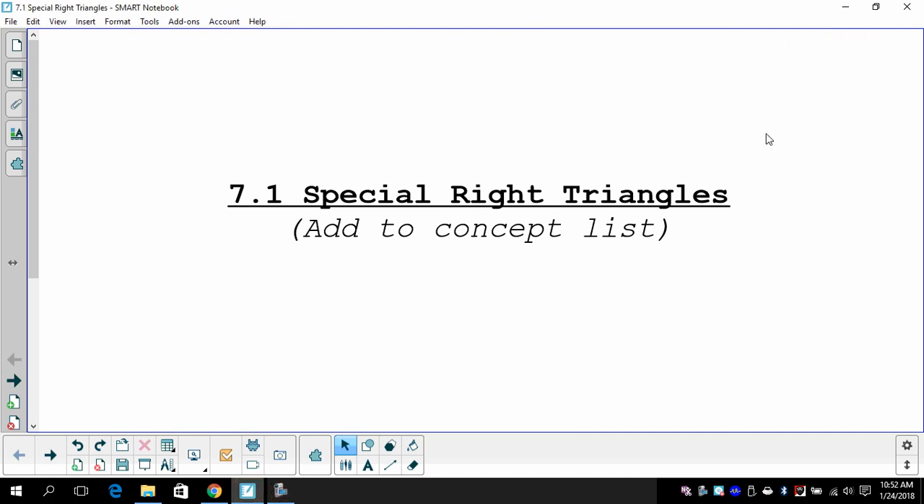Hey all, today we're going to start our unit on right triangles. We're going to talk about special right triangles. There are two types of right triangles that we call special right triangles, and we're going to use some of our knowledge of radical operations and even similar triangles to assist in using these triangles.